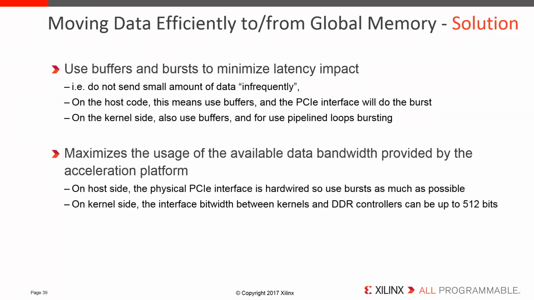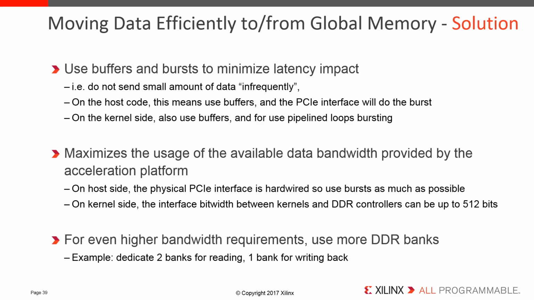To maximize the bandwidth usage, on the host, use large buffers as much as possible. The practical PCIe limit is around 8 gigabits per second. And on the kernel side, with 512 bits at 250 megahertz, peak throughput would be in the range of 16 gigabits per second, a bit less in practice when accounting for refresh, idle times, etc.